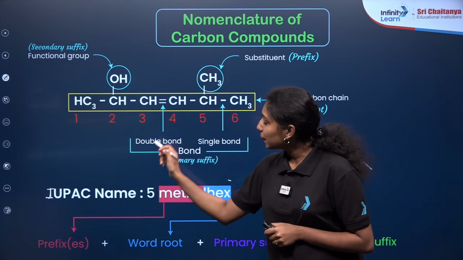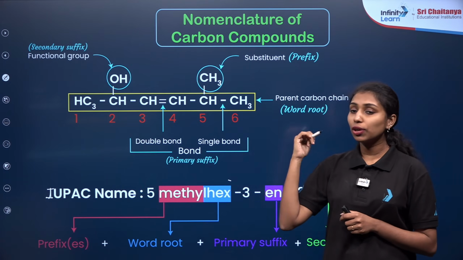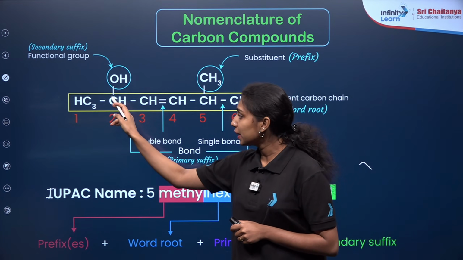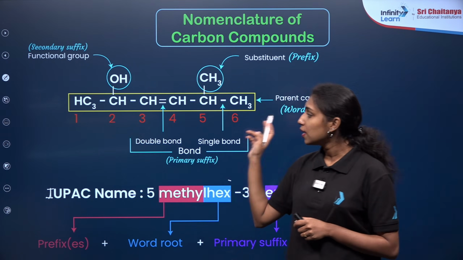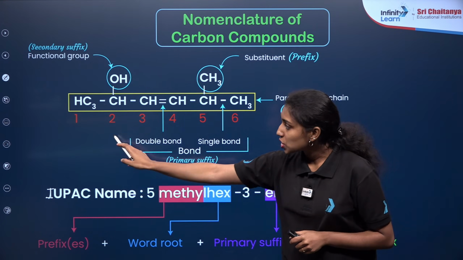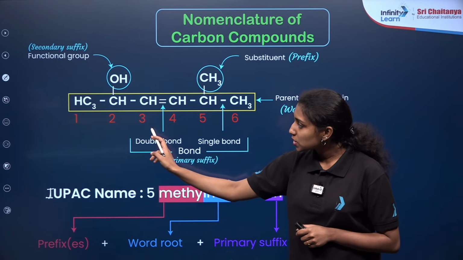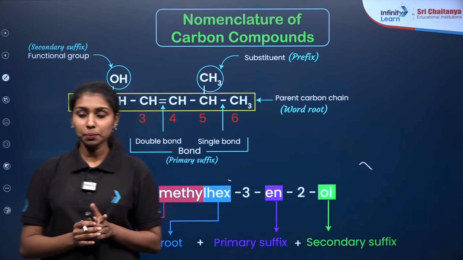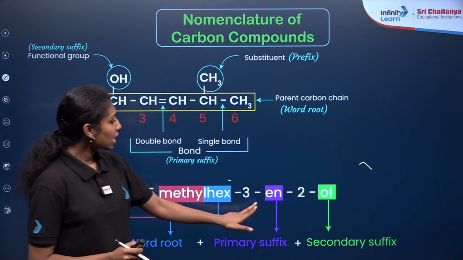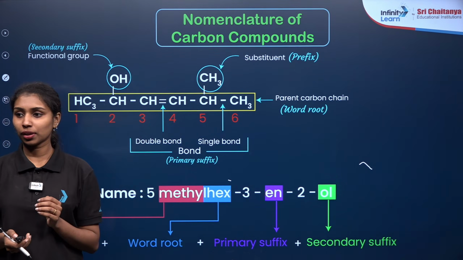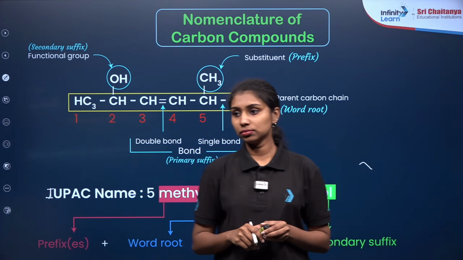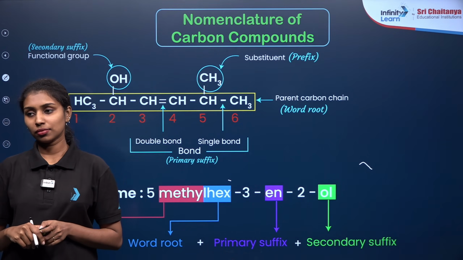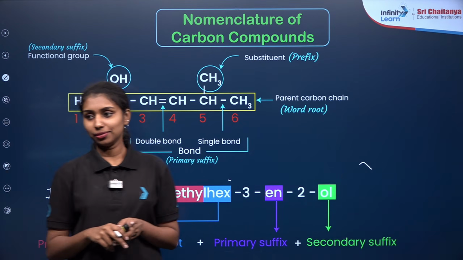Then while giving the numbering, as we already know, if you are containing OH and double bond together, you need to give the priority to the OH group, right? So I am starting the numbering from here. Now the second position carbon will be attached to the OH group and the third position carbon will be the double bonded carbon, right? So finally, the name of this compound will become 5-methyl hex-3-ene-2-ol. Clear? It's according to the IUPAC rule.